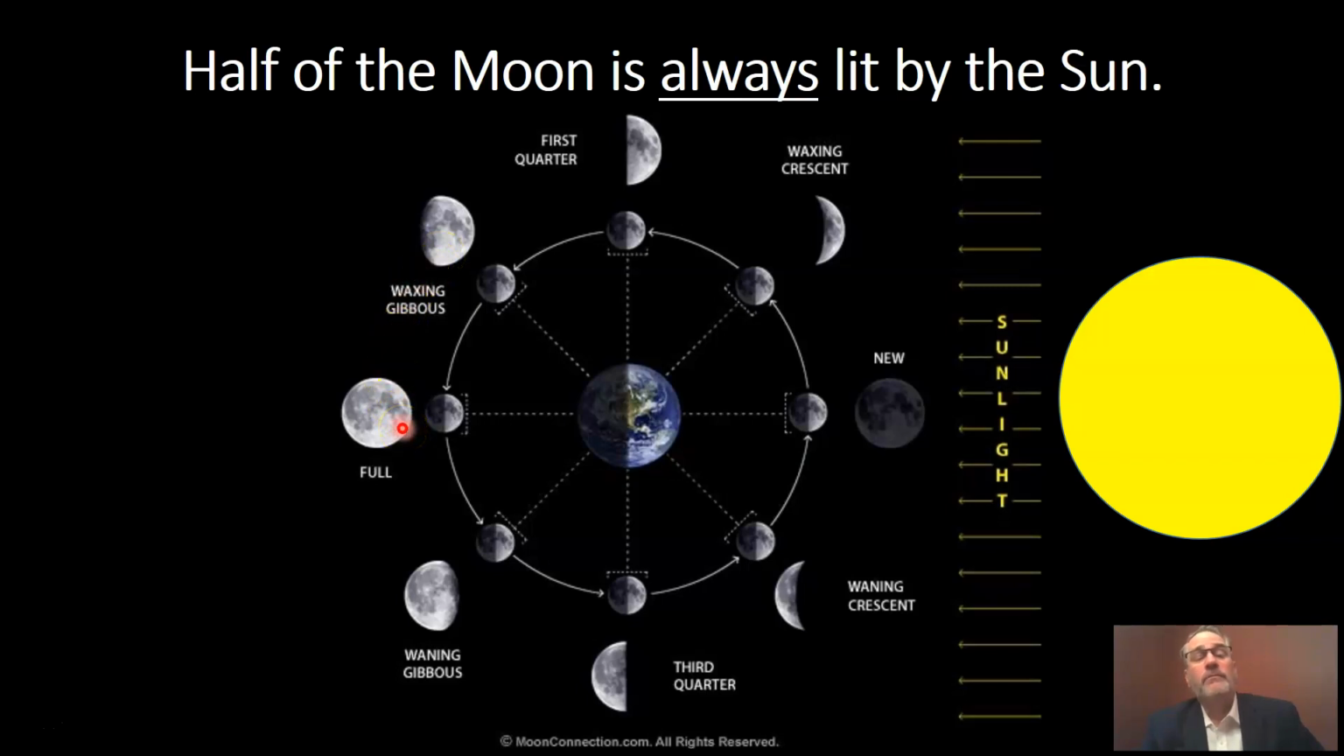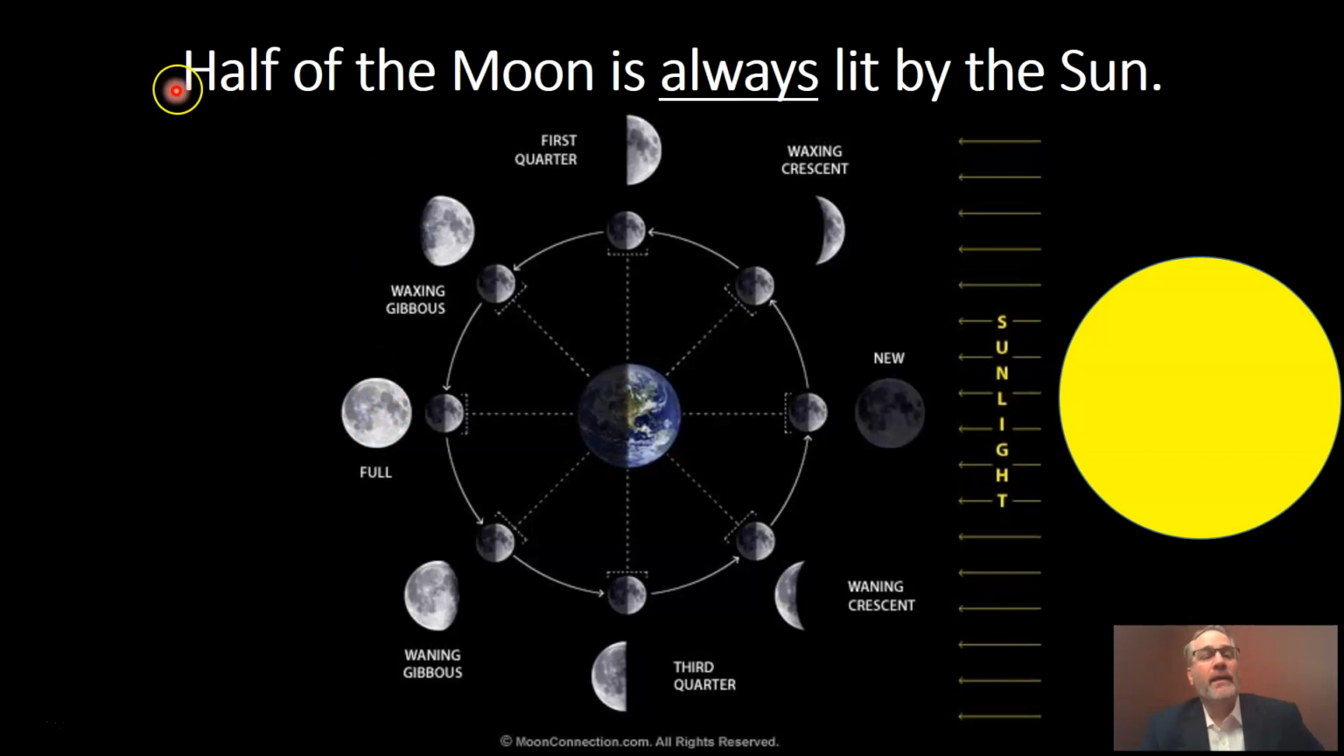When we go over here, we can see that still half of the moon is lit, just like every other object in our solar system. Everything orbiting around the sun, generally speaking, half of it is always lit. Half of it is experiencing day, and the other half is experiencing night. But at this position, it's a full moon. So keep that in mind.